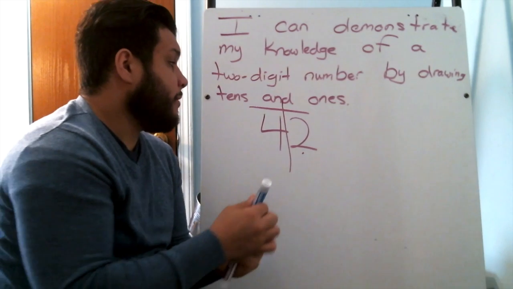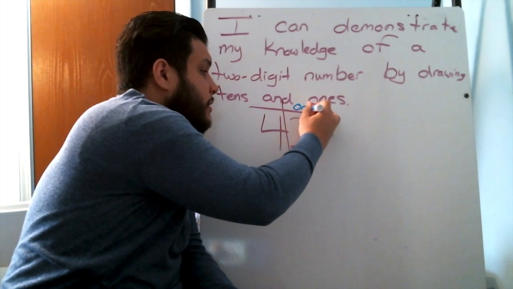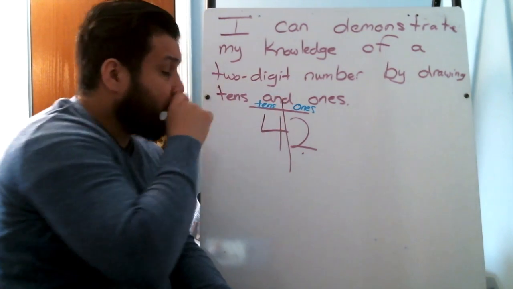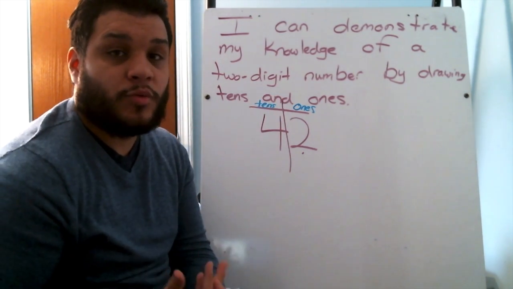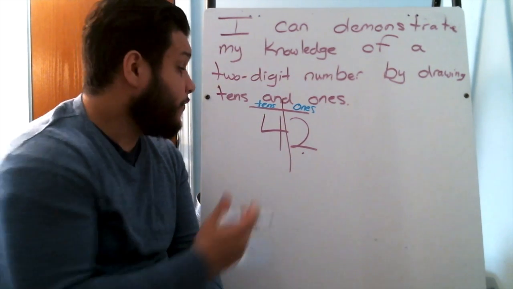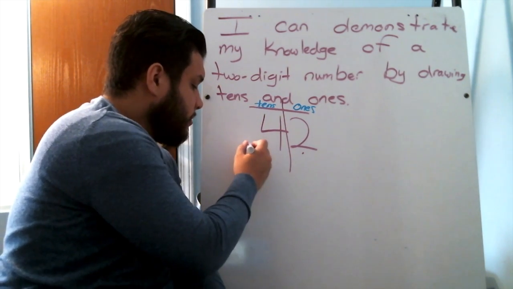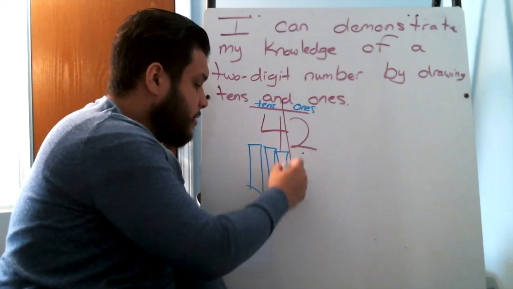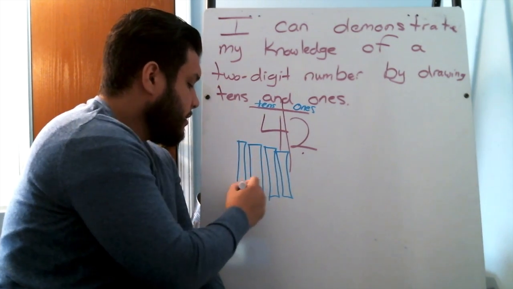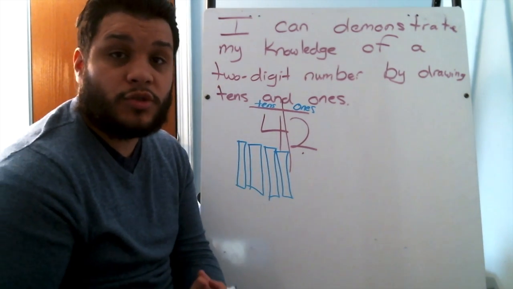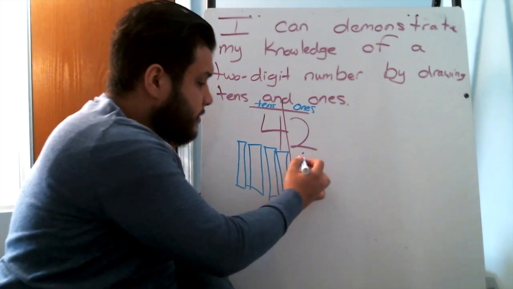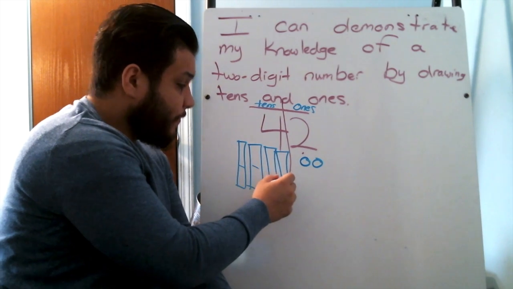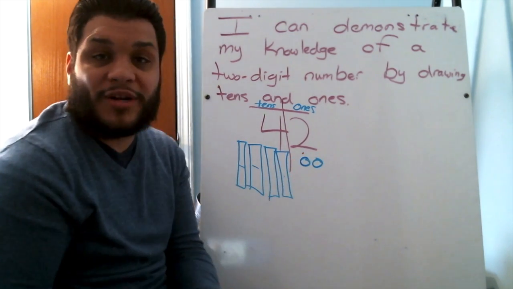I know that my number over here is my ones place. And then one to the left is my tens place. So how many base 10 blocks will I draw? 4 base 10 blocks. 1, 2, 3, 4. And how many ones does 42 have? 2 ones. Let's count this. Ready? 10, 20, 30, 40, 41, 42.